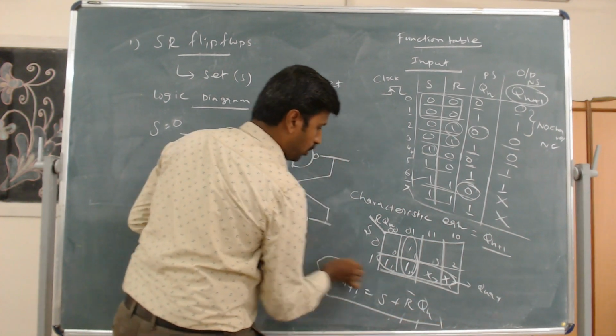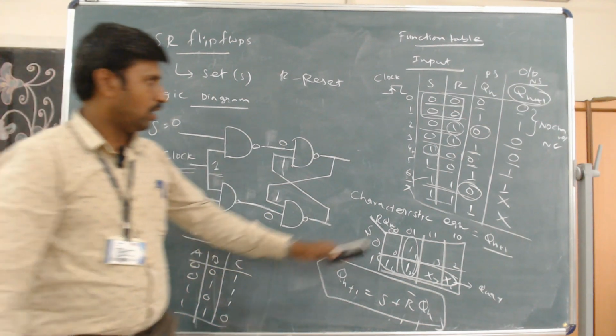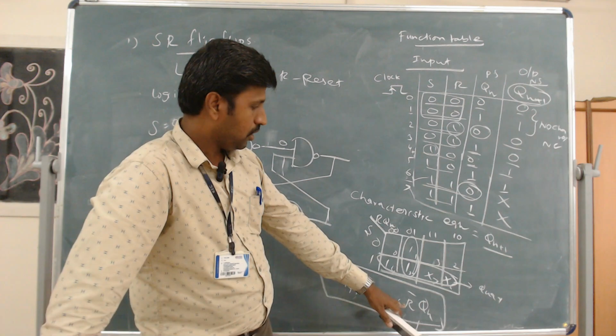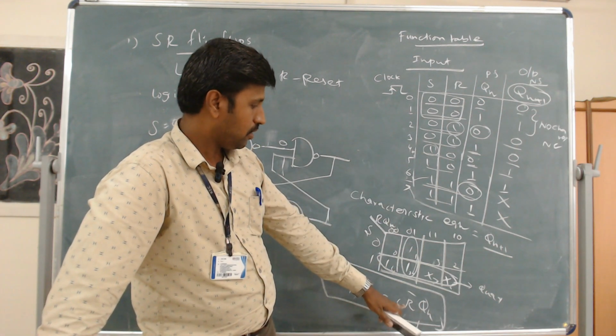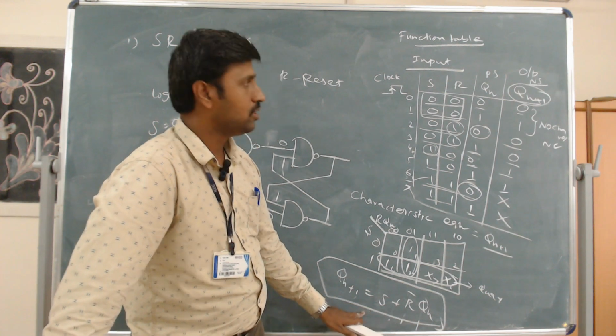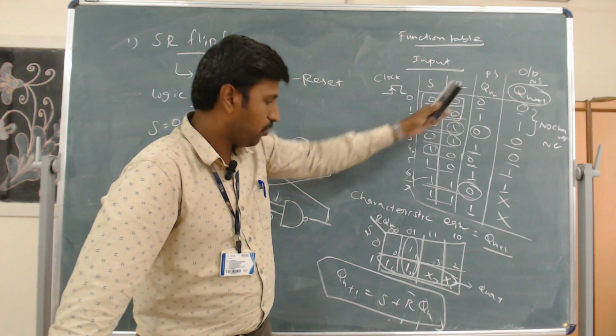This is the characteristic equation of the SR flip-flop. So if you are given 0 0 for the first case, S will be 0, and if I substitute the 0 here, R will be 1, Q of n will be 0. What will be the output I am getting? 0. So we may derive the function table from this equation also.